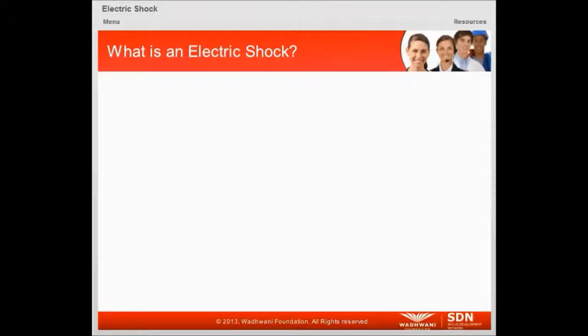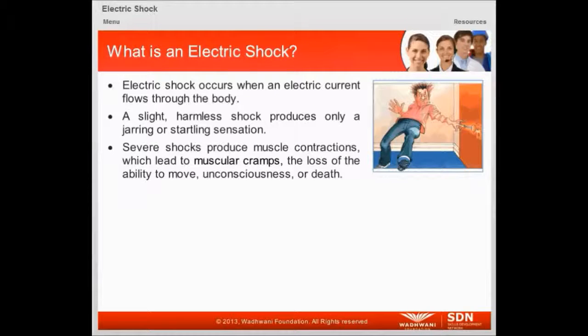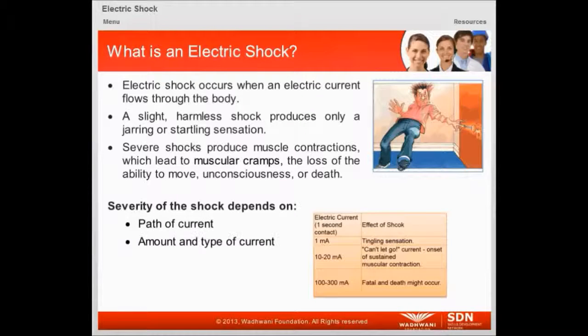Let us find out what an electric shock is. An electric shock occurs when an electric current flows through the body. A slight harmless shock produces only a jarring or startling sensation. Severe shocks produce muscle contractions which lead to muscular cramps, the loss of the ability to move, unconsciousness or death. The severity of the shock depends on the path of current, amount and type of current, duration of exposure, and high voltage.